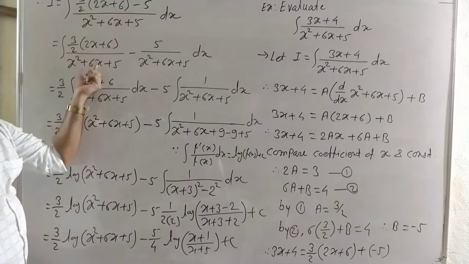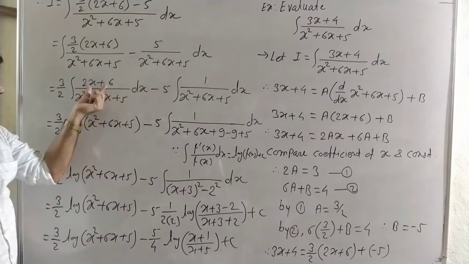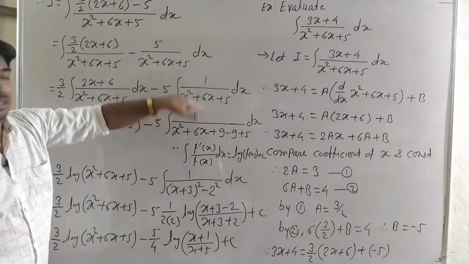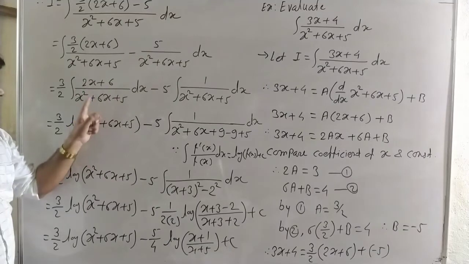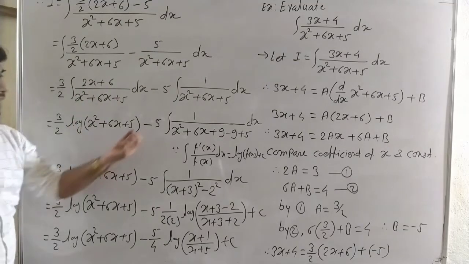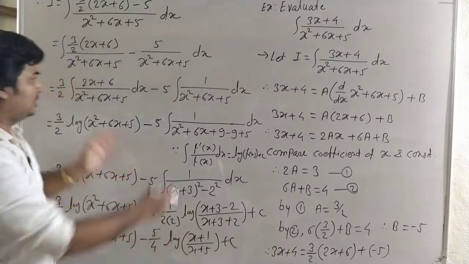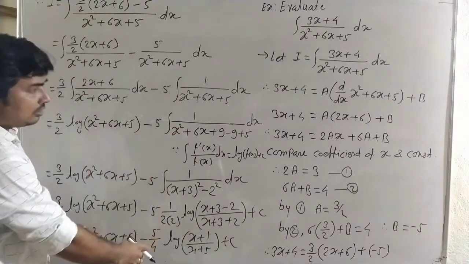Then separate. Now we get two integrals. The first integral is f dash of x upon f of x, and the second is 1 upon a quadratic function. Here f dash x upon f of x gives log of f of x, and 1 upon a quadratic function we solve by the completing square method. These are the two integrals we can solve simultaneously.